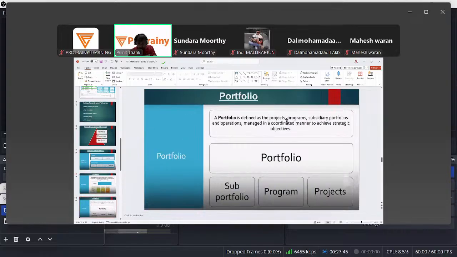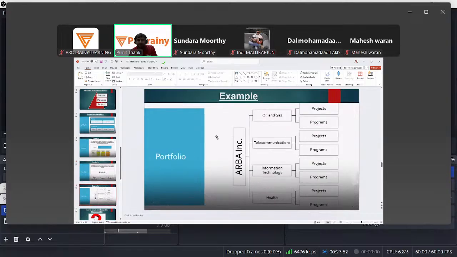Portfolio is defined as the projects, programs, subsidiary portfolios, and operations managed in a coordinated manner to achieve strategic objectives. Already clear. Now, for example, Arba Enterprise is a big company. They have millions of dollars of investment in oil and gas, telecommunication, information technology, and health. So oil and gas is a portfolio, telecommunication is a portfolio, information technology is a portfolio, health is a portfolio. Under these portfolios, various programs and projects are going on.